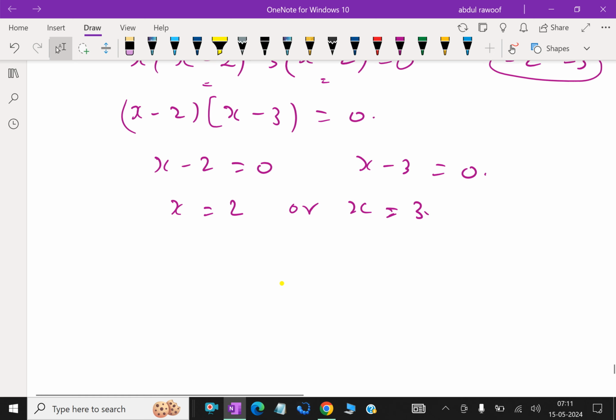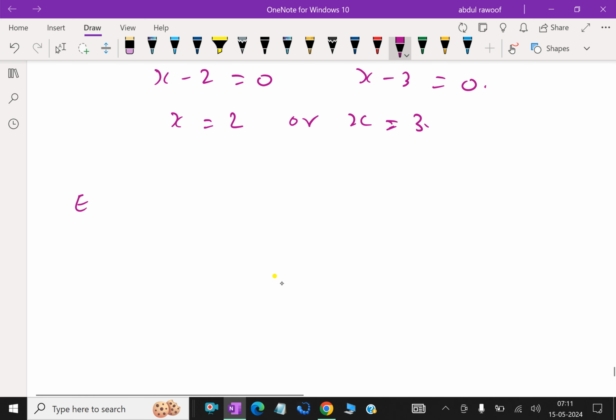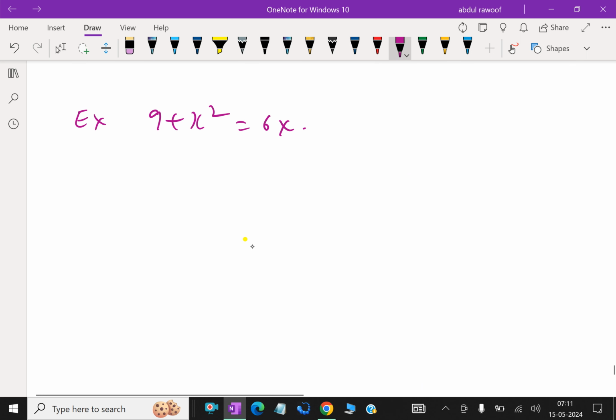Let us take one more example. 9 plus x square equal 6x. First, the terms are rearranged. That is x square, and this 6x comes to this side as minus 6x plus 9 equal to 0.